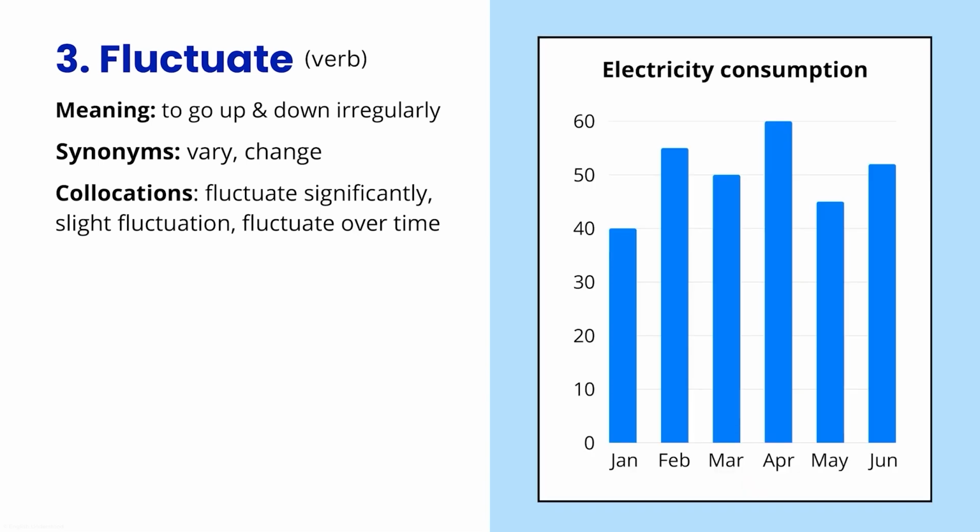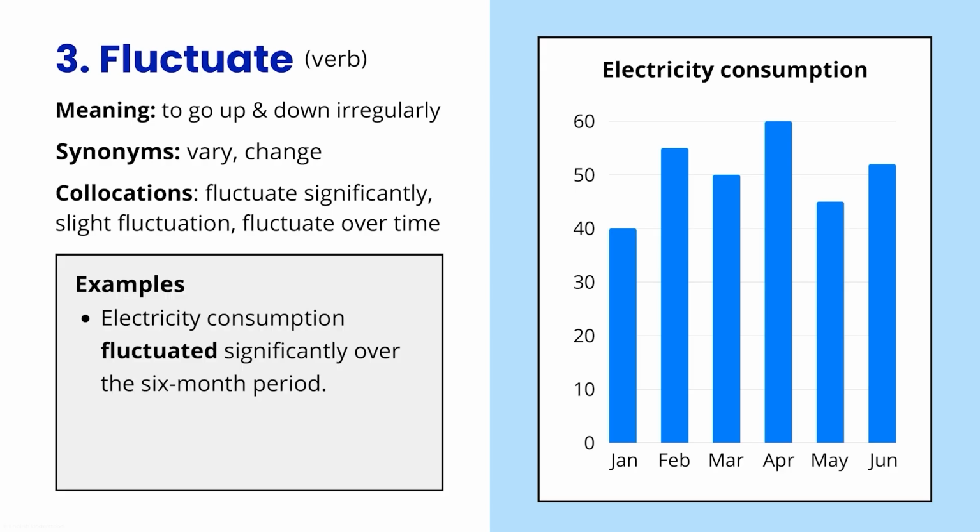So let's have a look at this chart. As you can see, the numbers went up, down, and then up at the end. So this is a great example of when we can use fluctuate. Here is an example. Electricity consumption fluctuated significantly over the 6-month period. And again, note here how we've got ed because we're using fluctuate in the past. This data is from the past.